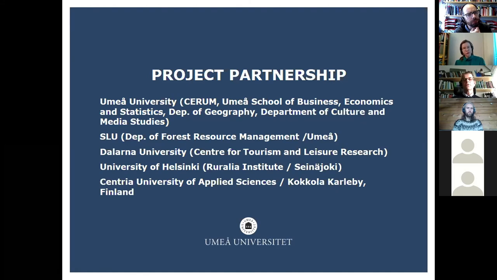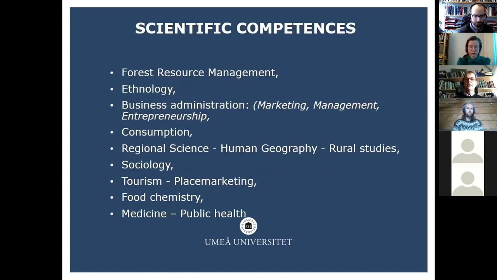These are the partners that started the network, which embraces researchers and practitioners from industry, and also from the authorities that work with different aspects of food supply and food security in Sweden. We also have partners from the voluntary sector. We are now approximately 40 members in this network, and the academic disciplines in the network are what you can see here in the list.